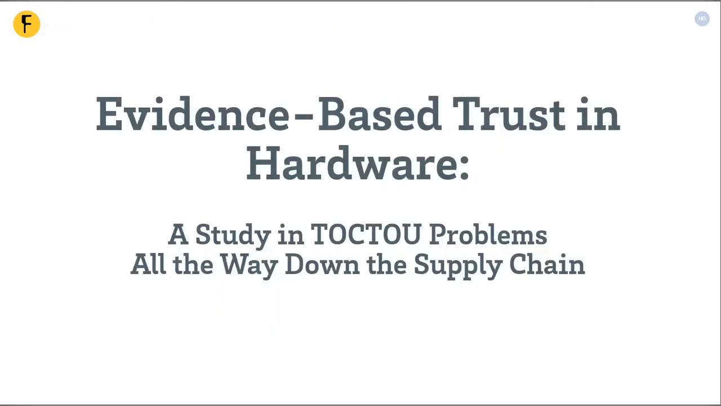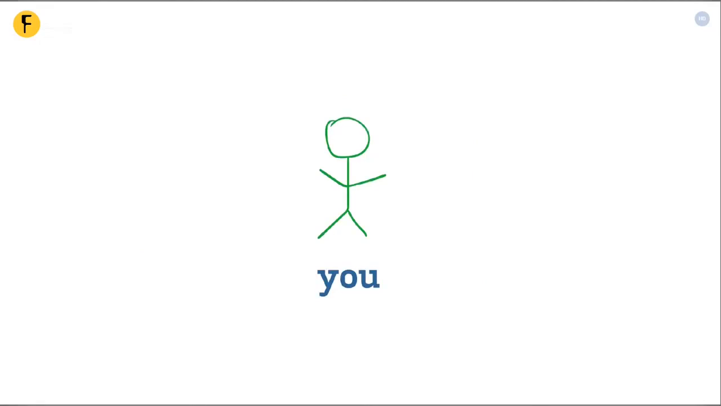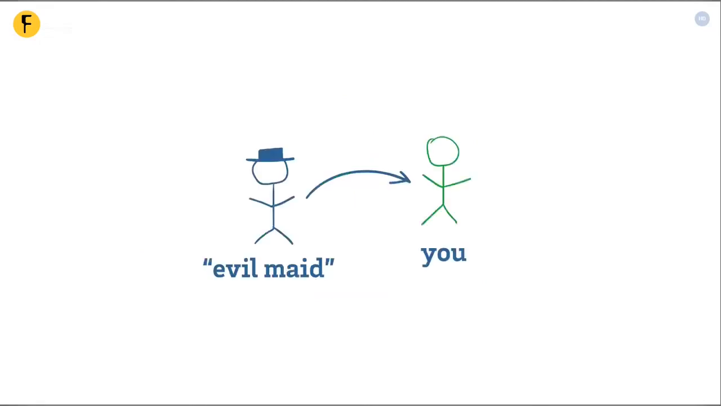The problem with evidence-based trust in hardware is that it's actually a time of check to time of use problem all the way through the hardware supply chain. Let's imagine, for example, that there are a class of things where even after you've checked everything, you have an evil maid. So maybe you've checked your computer, and then someone can go ahead and modify your computer after you've checked. Let's not worry quite about that one yet.